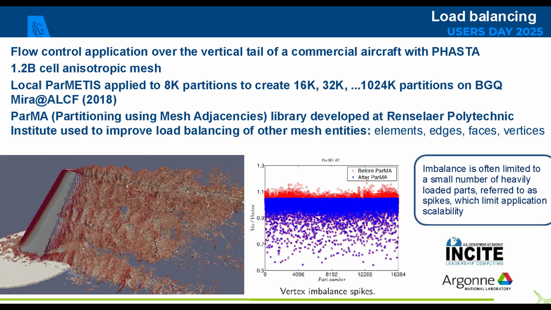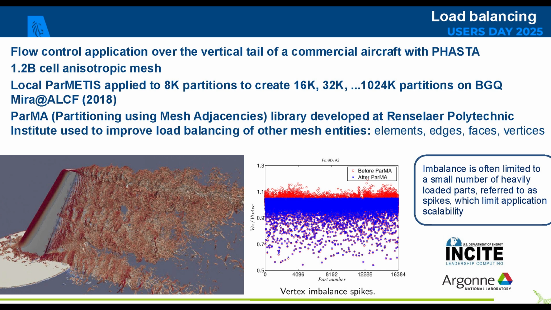So we studied the scalability of this flow solver FASTA with a flow control application. The simulations were run in 2015, but the publication was in 2018 for this scalability study. We had 1 billion cells on an anisotropic mesh. This is a very complex geometry with cavities, etc., so the mesh partitioner has a difficult job to produce nicely shaped partitions. And we went from 8,000 partitions up to 1 million partitions on the BlueGene/Q system at Argonne at that time.